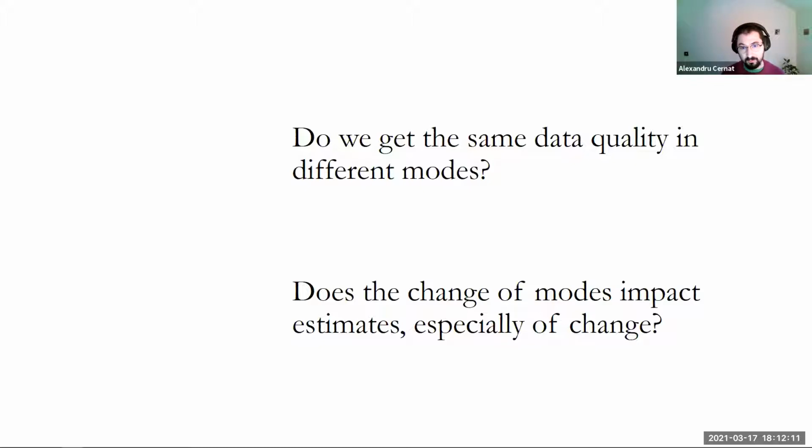All of these studies, if they switch modes during data collection, which many of them have to do or have done, then will this impact estimates of change? And again, we're collecting these large, expensive longitudinal studies, typically because we want to look at how change happens. So it's quite important to understand if the change of mode can bias estimates of change. So these will be the two things I want to look at.